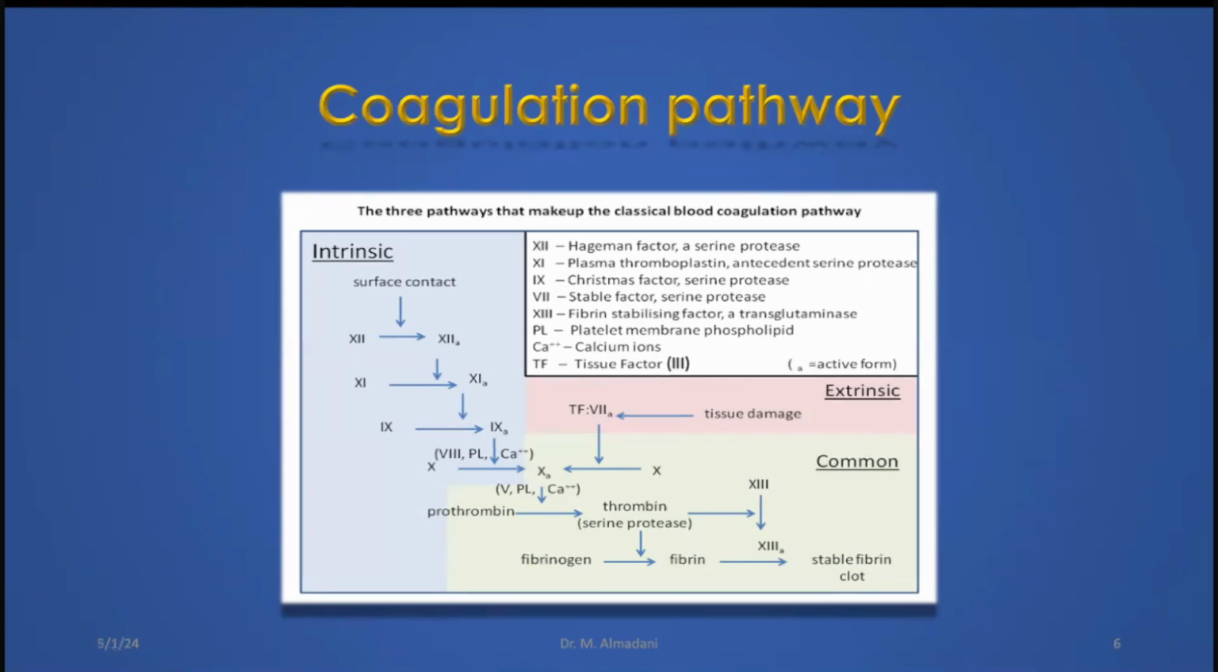So we have the extrinsic pathway, factor number 3, factor number 7. We have the intrinsic pathway, 12, 11, 9, 8, along with platelets and calcium, which will activate factor number 10. Now, factor number 10 will convert prothrombin to thrombin. Thrombin has two functions. The first one, which is very important, is the conversion of fibrinogen to fibrin. And the other function is to stabilize the fibrin clot.